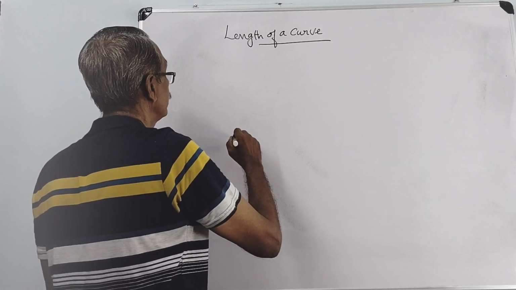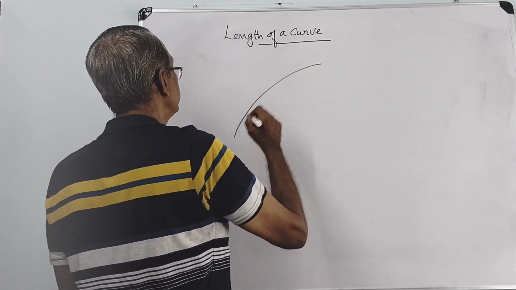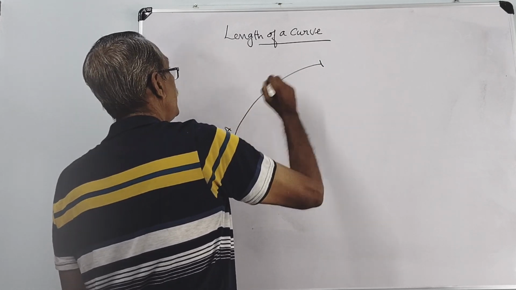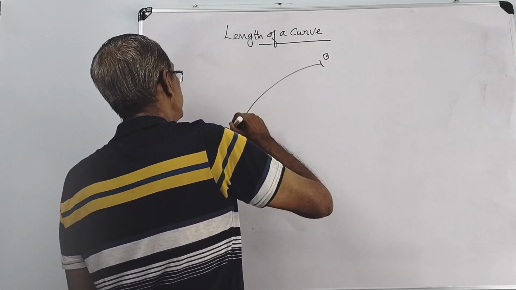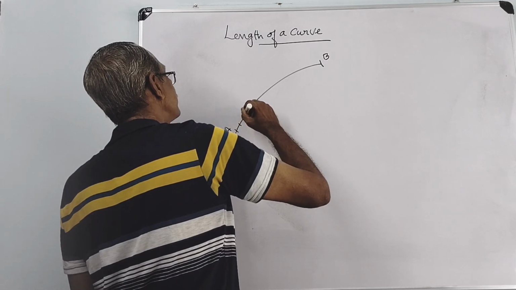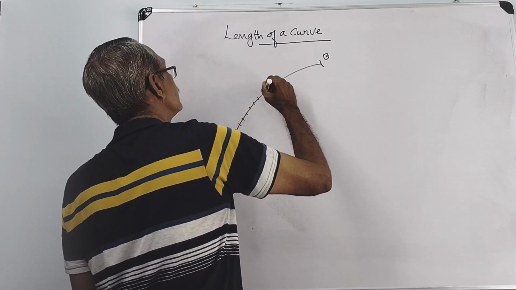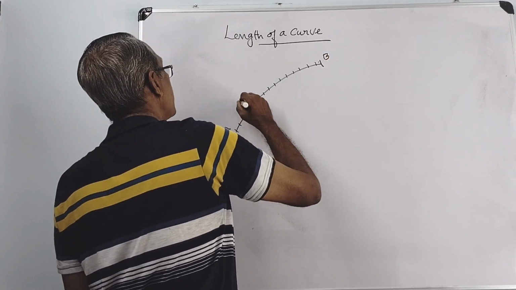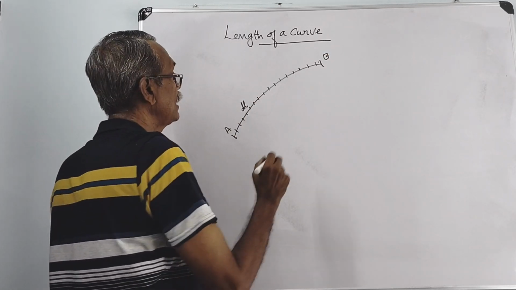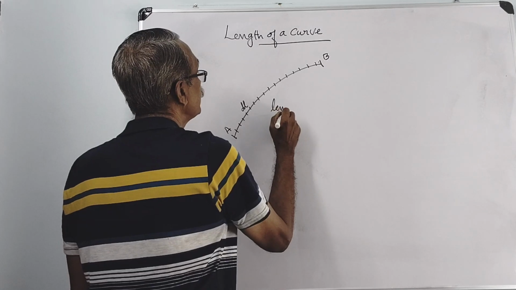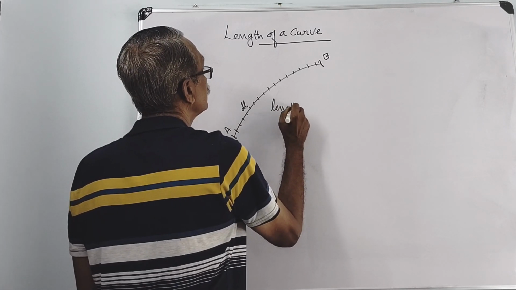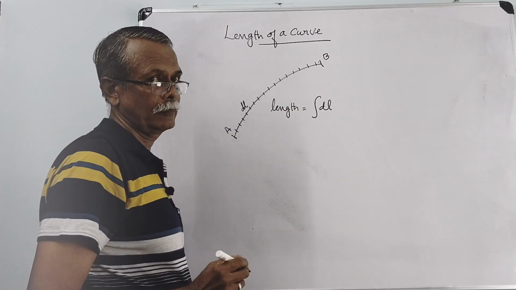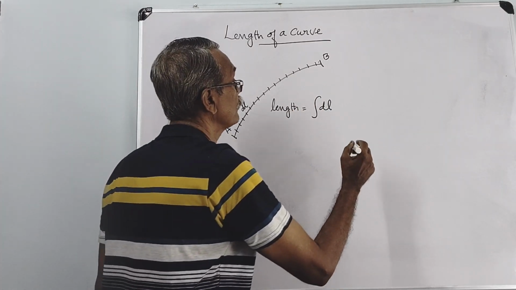If you take a curve like this, the length between these 2 points, A and B, you divide this into small segments like this. This is dl. And then the length is equal to integral dl.